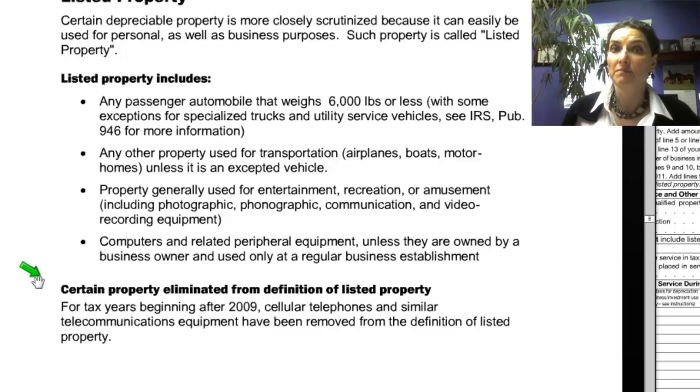Well, for all the years I've been in taxes, there was a very specific item that was considered to be listed property and therefore was closely scrutinized by the IRS and required strenuous record keeping and strict adherence to rules, and that was cell phones. So for all 18 years I've ever been in tax preparation, cell phones were treated as listed property, and bang, after 2009, cell phones are off the list. They are no longer listed as listed property. For tax years beginning after 2009, cellular telephones and similar telecommunications equipment have been removed from the definition of listed property.